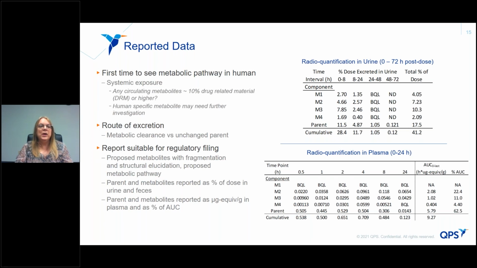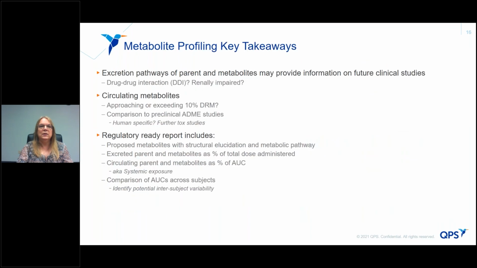And the report that you get is suitable for regulatory filing and has all the proposed metabolites with the fragmentation that we showed, and it has the structural elucidation. The parent and metabolites are reported as % of dose in urine and feces, and the parent and metabolites are reported as microgram or nanogram equivalents per gram or mil in plasma and as % of AUC.